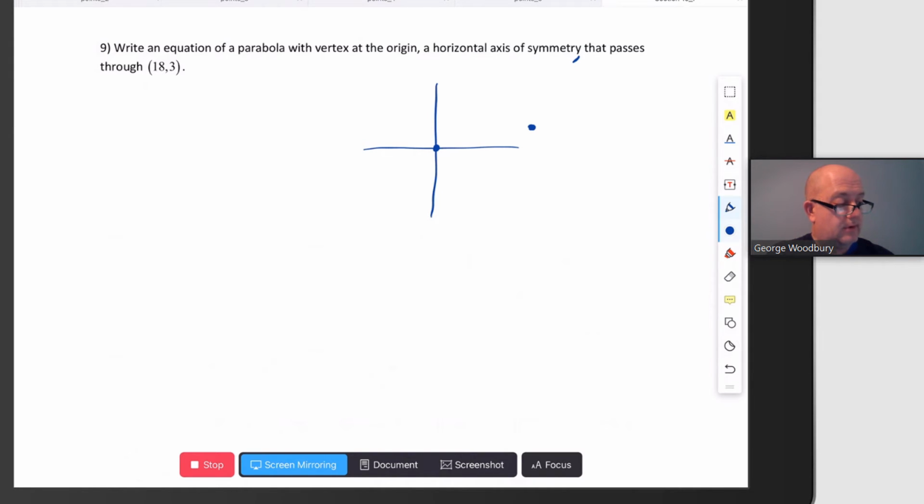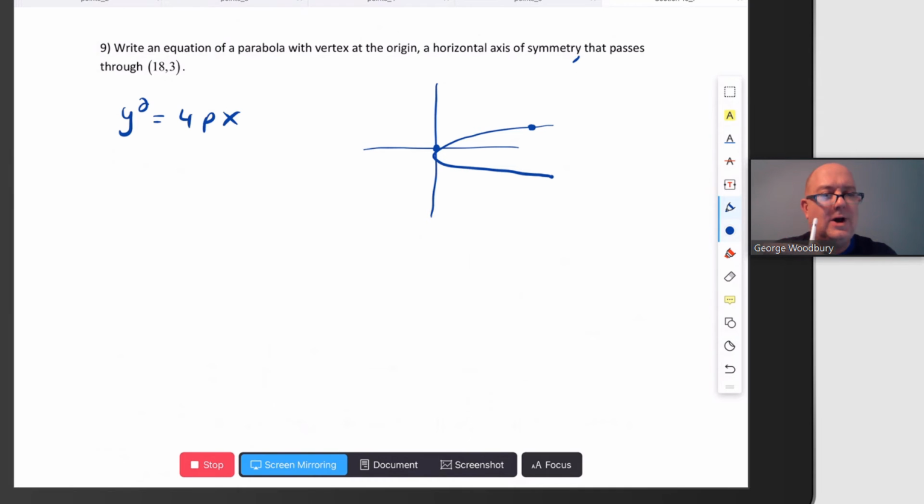So if this point is the vertex, there's only one way that that graph can go, and it's something like this. So it opens to the right. That helps me a little bit because now I know that it's going to be of this form, y squared equals 4px. I also know, because it opens to the right, that the value of p should be positive.